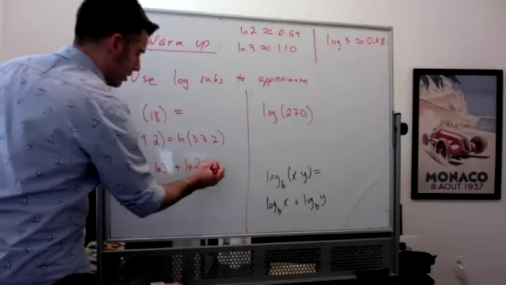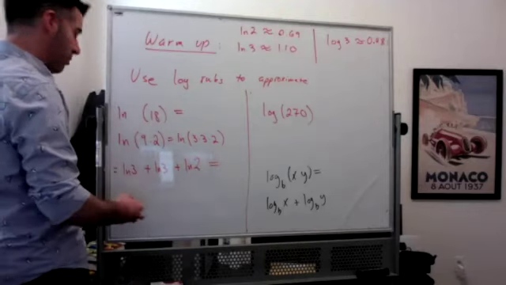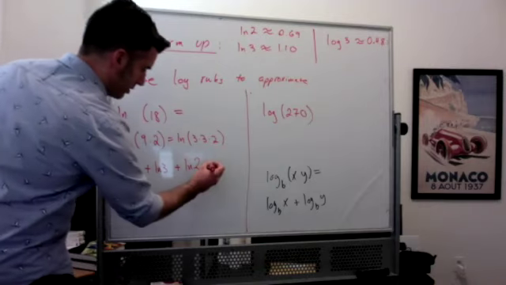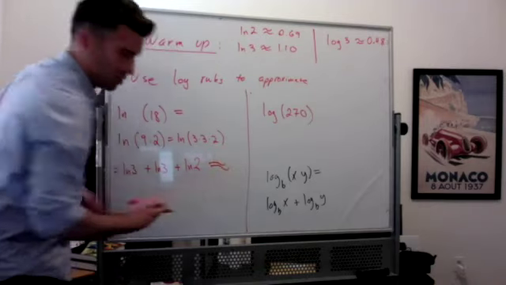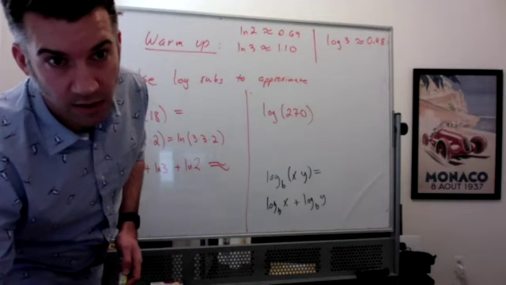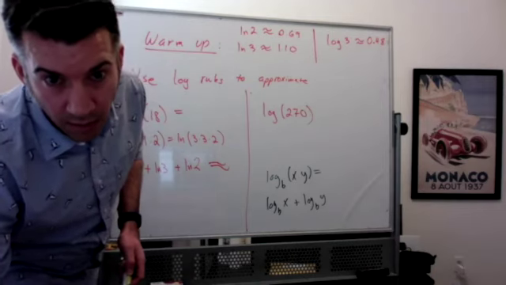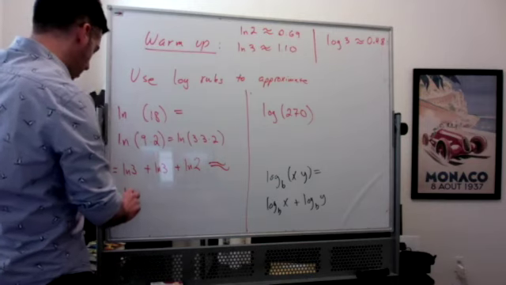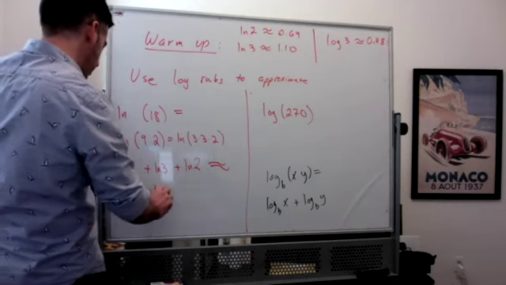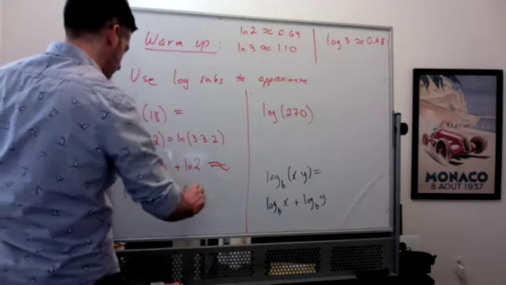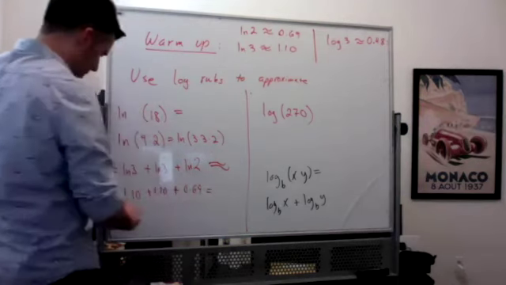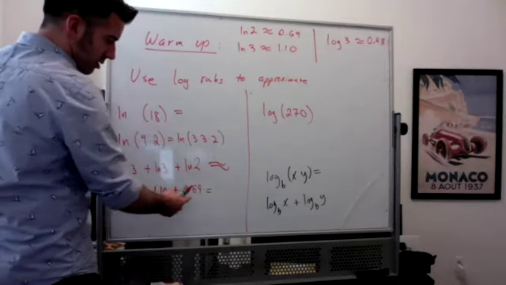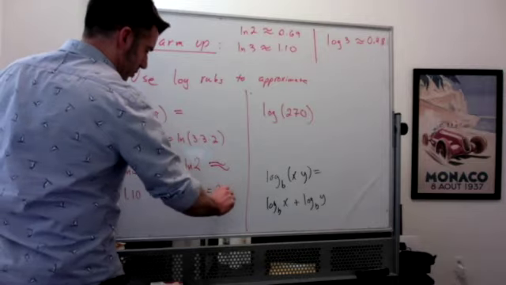So here, I'm going to write this as the natural log of 3, which is approximately 1.10, plus 1.10, plus 0.69, which is going to be, let's see, 1.1 plus 1.1 is 2.2, plus 0.69 is 2.89.